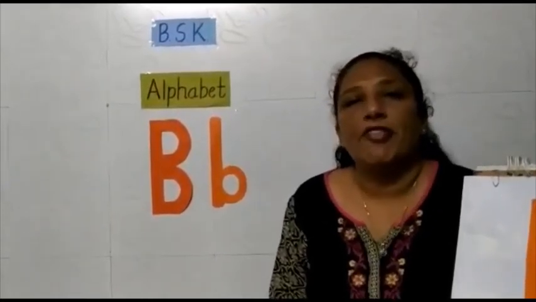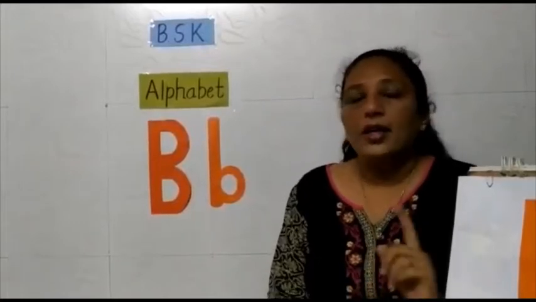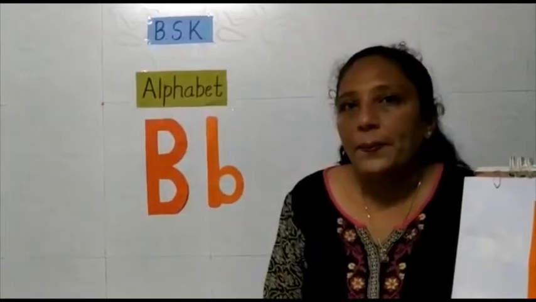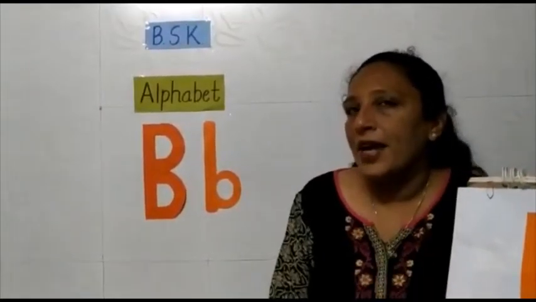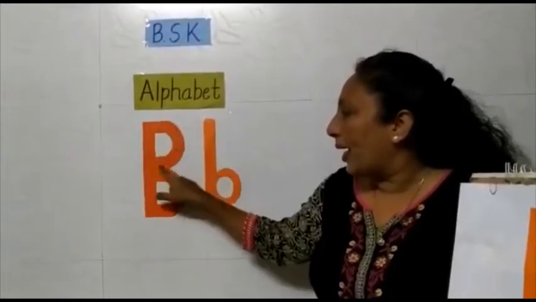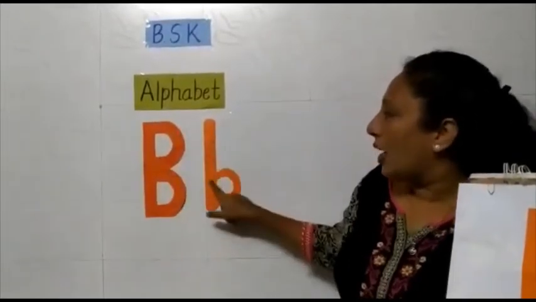Last time we studied about alphabet A. Okay, now what comes after alphabet A? Can anybody please tell me? B. Very good. Comes alphabet B. What is this? B. Capital B and small b.